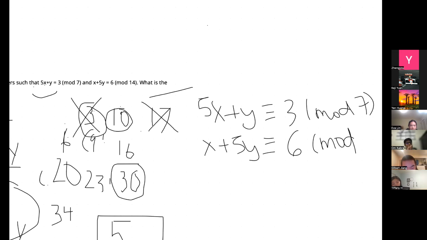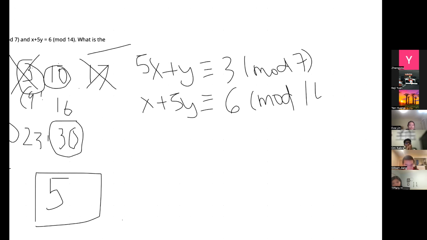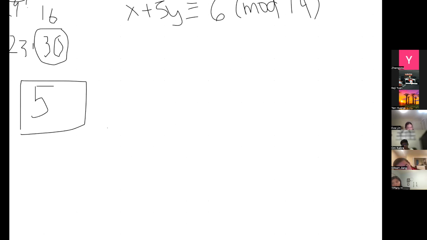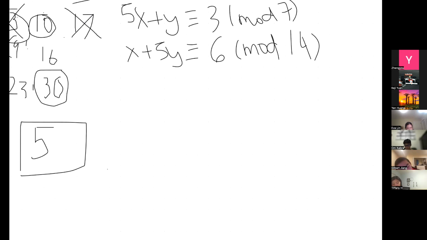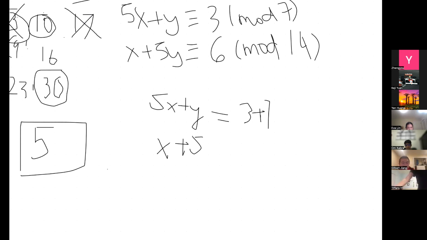I have an easier way. Sure, go ahead. Basically 5x plus y is equal to 3 mod 7, so you just take 3 plus 7. And then for x plus 5y, the smallest is 6 plus 14. So if you solve it, you'll get 5.